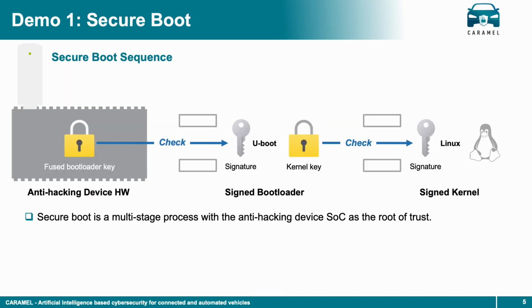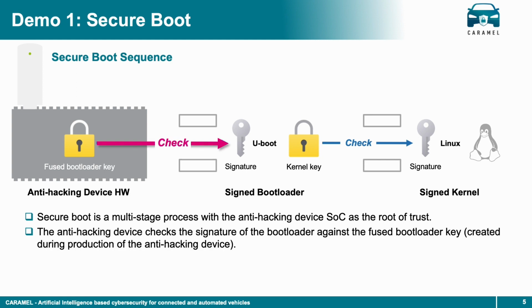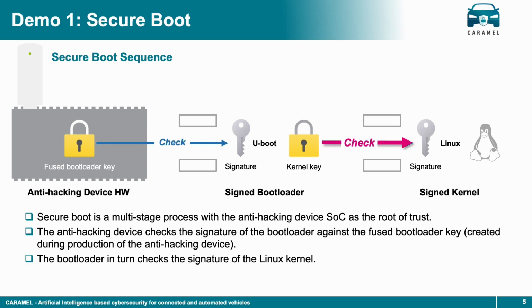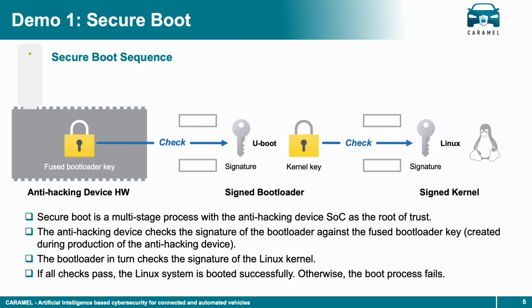Secure boot is a multi-stage process with the anti-hacking device system on a chip as the root of trust. The anti-hacking device checks the signature of the bootloader against the fused bootloader key, created during production of the anti-hacking device. The bootloader in turn checks the signature of the Linux kernel. If all checks pass, the Linux system is booted successfully. Otherwise, the boot process fails.